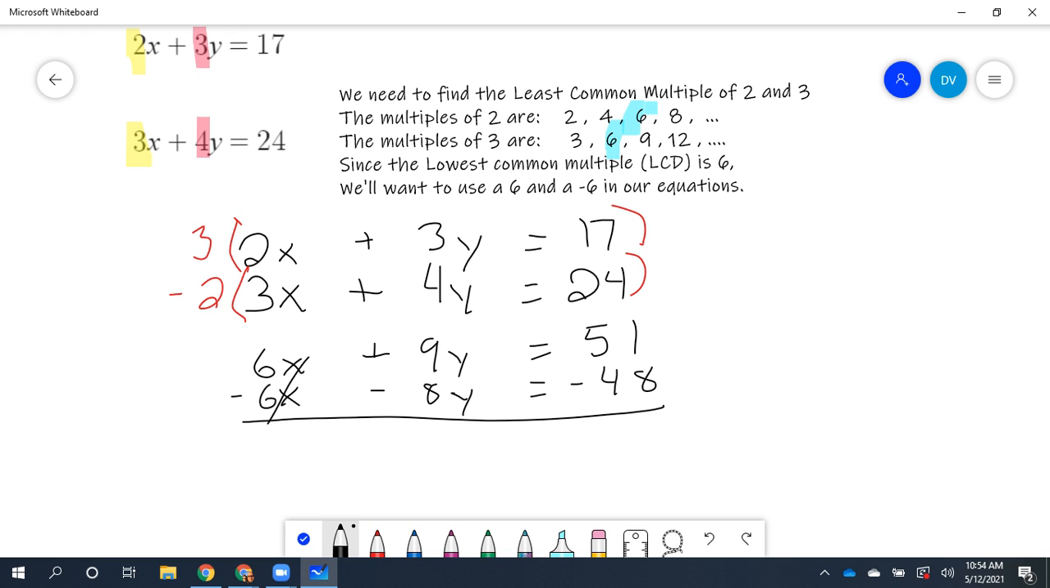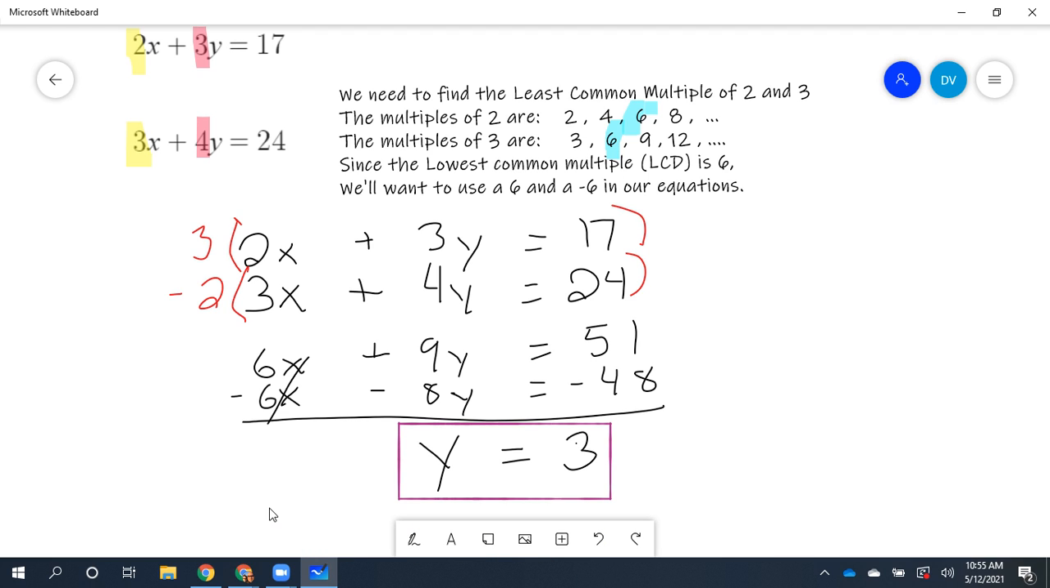9y and negative 8y, 9y minus 8y, or 9 minus 8, it's going to be 1y. You don't want to write the 1. Just write the y. And if we add 51 and a negative 48, or 51 minus 48, we're going to get 3. So y is equal to 3, and we're halfway done with our work here. We found y. Now we have to find x.